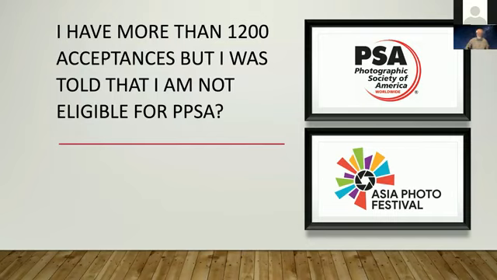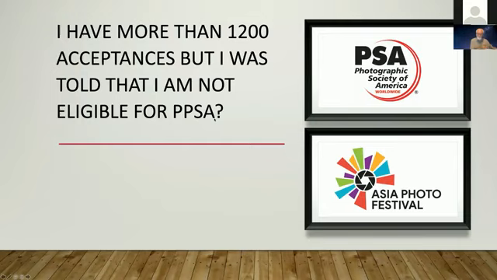Now, I got a question about this just yesterday from somebody. They had been keeping their own records and they knew that they had lots and lots of acceptances. And in this example, 1,200 acceptances, and they only need 288 to get the PPSA distinction. But they might be told, sorry, you can't. And the reason is simple.